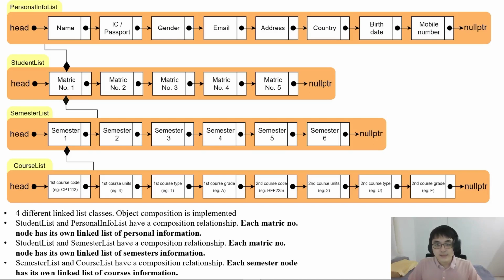Next, student list and semester list also have a composition relationship. Each metric number node has its own linked list of semester's information. On the other hand, semester list and course list have a composition relationship too. Each semester node has its own linked list of courses information. You might not understand entirely. Let me explain in the next slide.